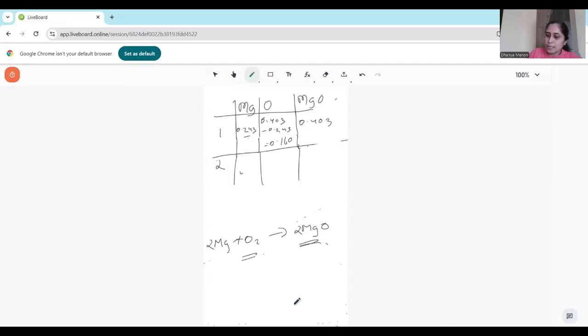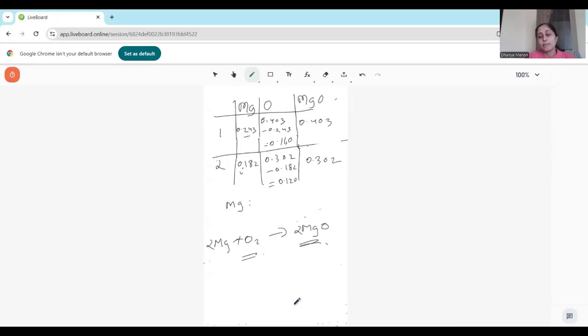Similarly, can we do the second one? This one is 0.182. This one is 0.302. Similarly, we can get oxygen, 0.302 minus 0.182, which gives 0.120. Now, in this, we are talking about magnesium and oxygen.